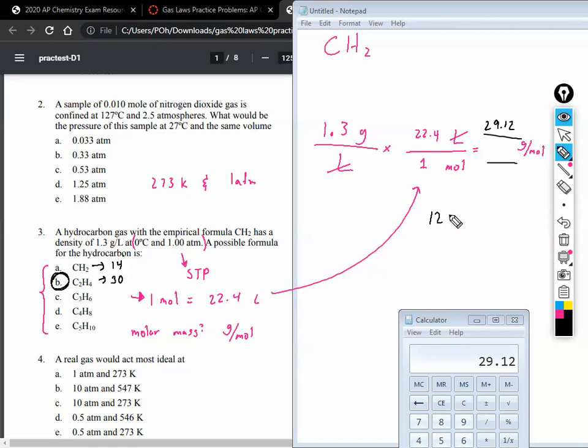C2H4, though, is going to be 2 12s for the carbon, which is 24. And then there's 4 for the hydrogens, which will get you to 28, which is the closest to 29.12.